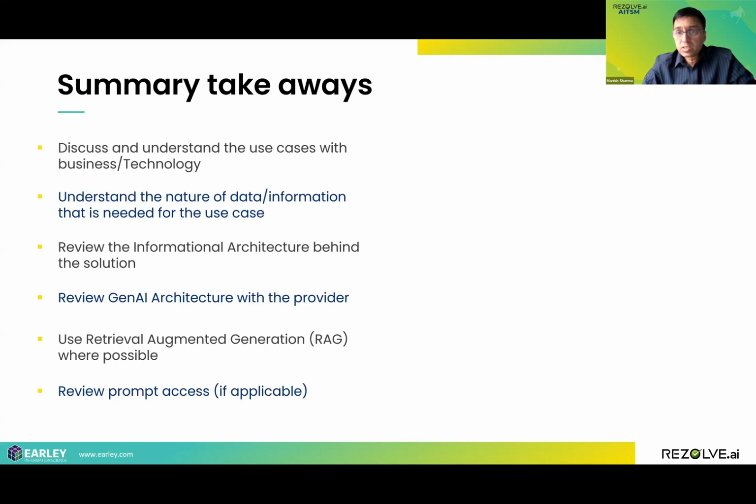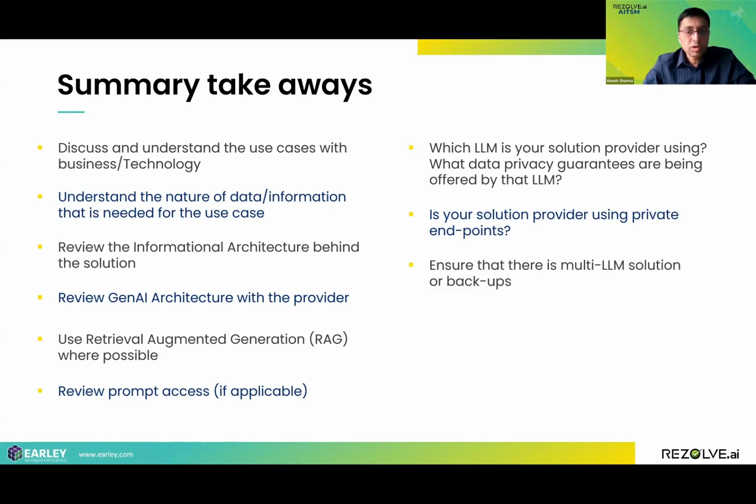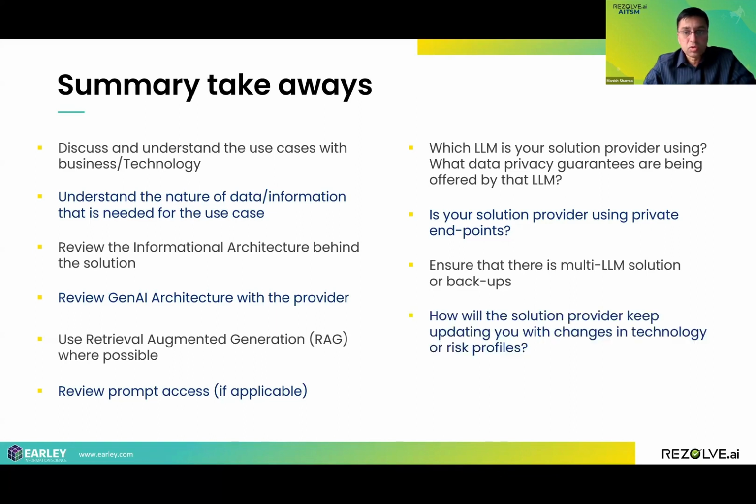Review who has access to the prompt, if need be. Some solutions don't give access to the prompt, so there it will not be a problem, but you should actually check that. You should ask which LLMs your provider is using. That's a good question to ask. Are you using private endpoints or not? We talked about that. Do you have a backup in case anything goes wrong?